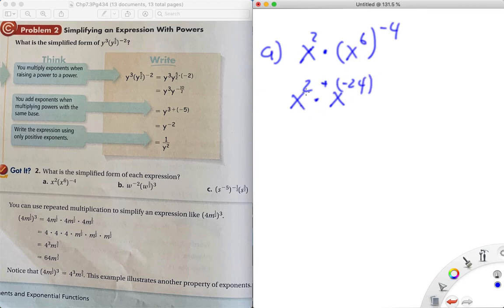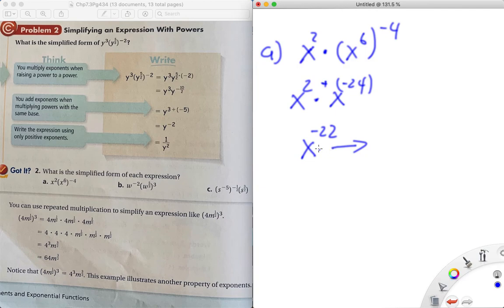So you're going to add x squared plus x to the negative 24, so 2 plus negative 24, and that's going to give me x to the negative 22. Once you get here, remember that it is not simplified if your exponent is raised to a negative power. I repeat, it is not simplified if your exponent is raised to a negative power.